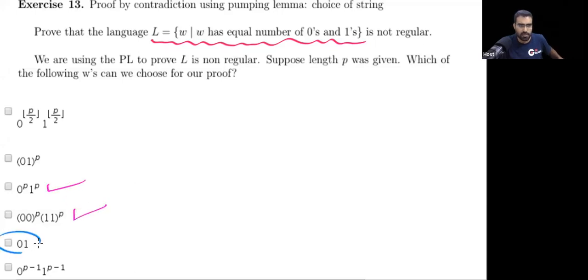What about this one? This is not the answer. Next, what about this one? 0 power p minus 1, 1 power p minus 1. What can I say about this one? 0 power p minus 1, 1 power p minus 1.